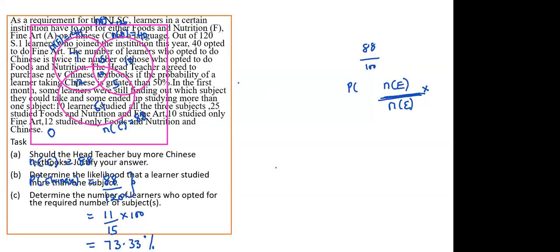Yes. So you have interpreted the percentage, that is one. You have compared the 50% and the 73%, and you have taken the decision. So the decision is yes, the head teacher should go on and buy more textbooks because the probability of the number of students offering Chinese is greater than 50%. The percentage is 73.3%, which is greater than the 50%. So that is how you should conclude and respond to the item.